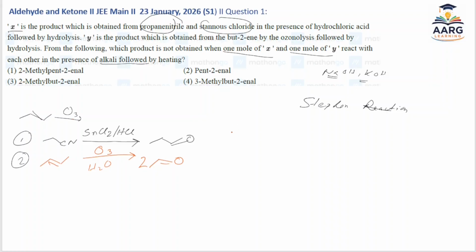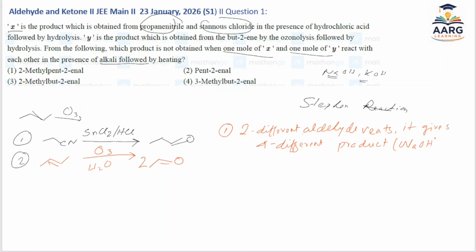It is also important to let you know that when 2 different aldehydes react, they give 4 different products under alkaline conditions, sodium hydroxide or KOH. This is called aldol condensation. इसको आपको याद रखना ही है, otherwise there is no other option to skip from this type of question by some other tricks.